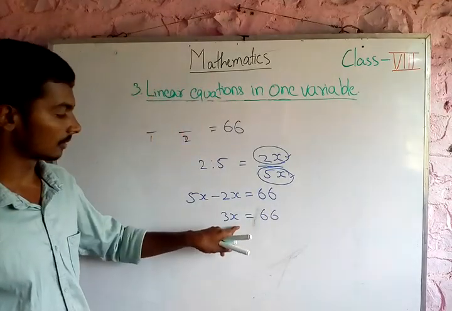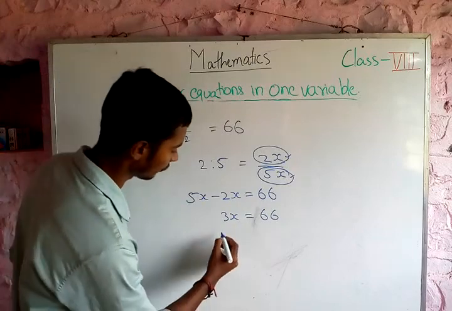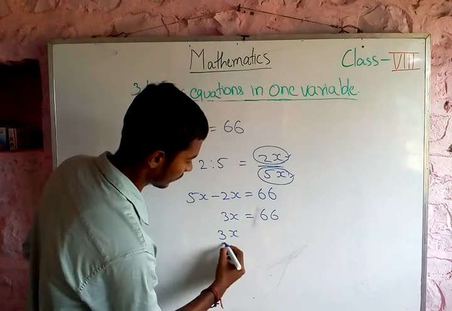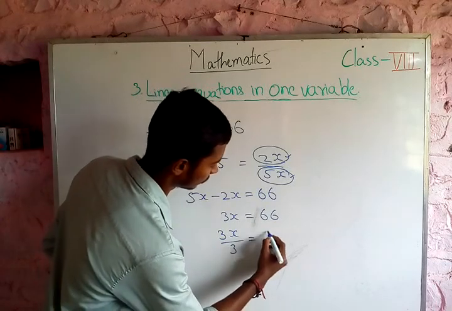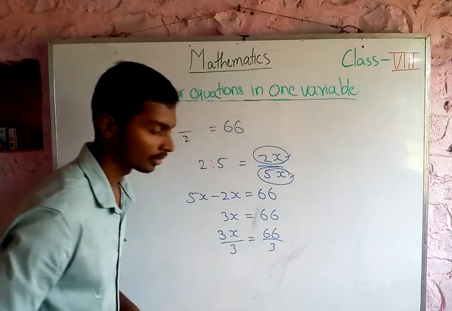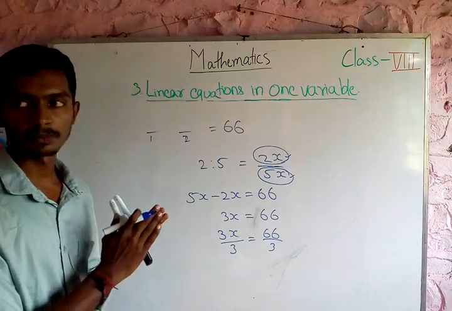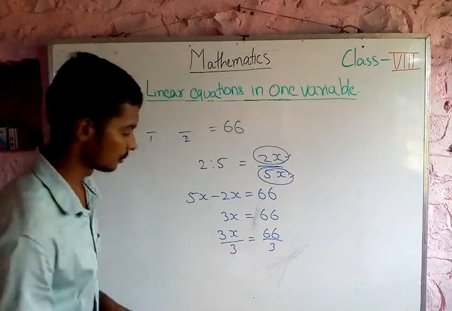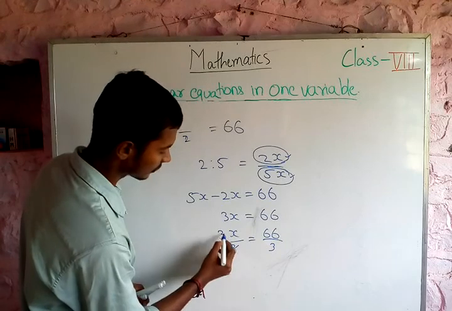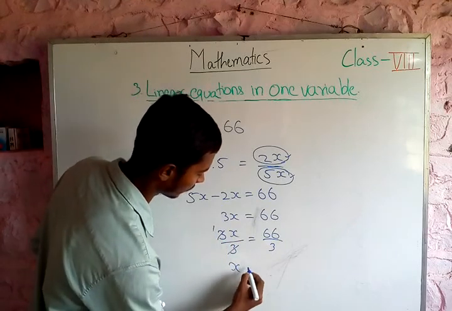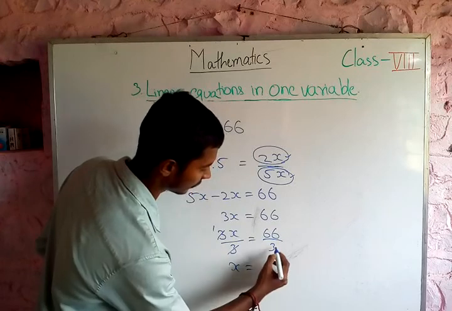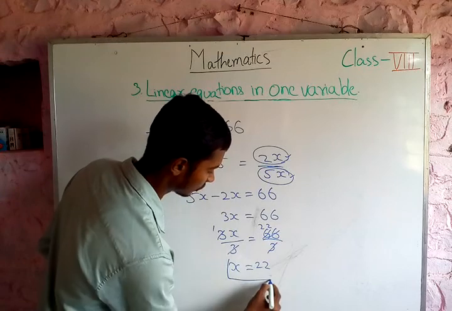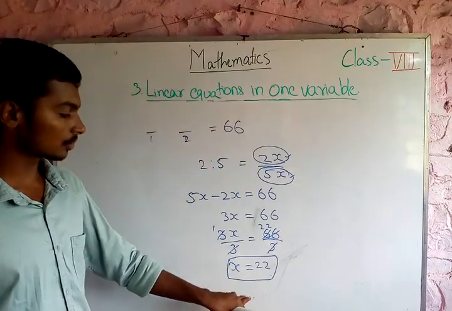Now in this case you have to find the value of x. To do so, divide both LHS and RHS by 3. 3x by 3, and on this side 66 by 3. Why this? Because if you perform the same operation on both sides of the equality sign, then the equation won't change. So 3 ones are 3, and x is equal to 66 by 3, which is 22. You got x as 22, but this is not the final answer.